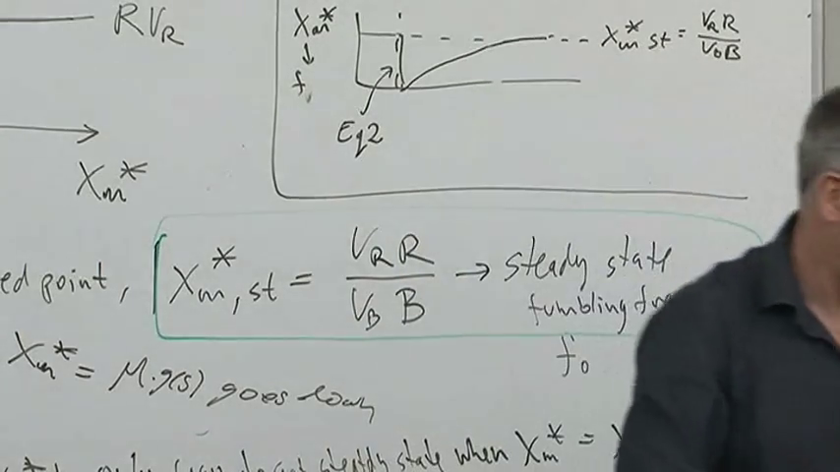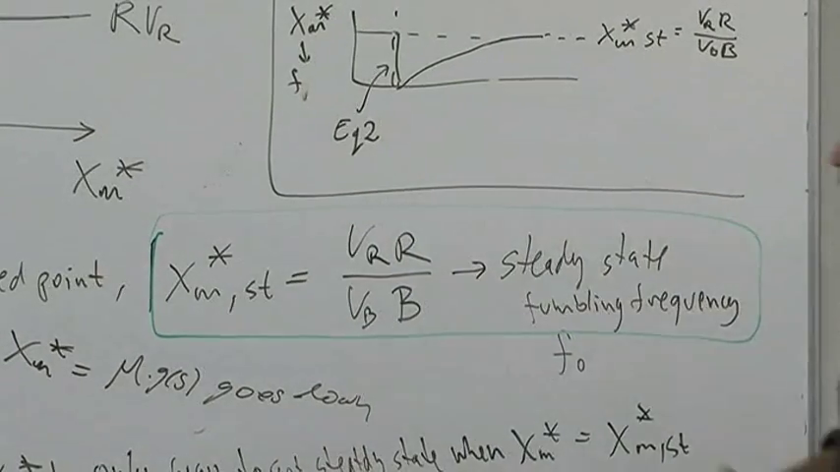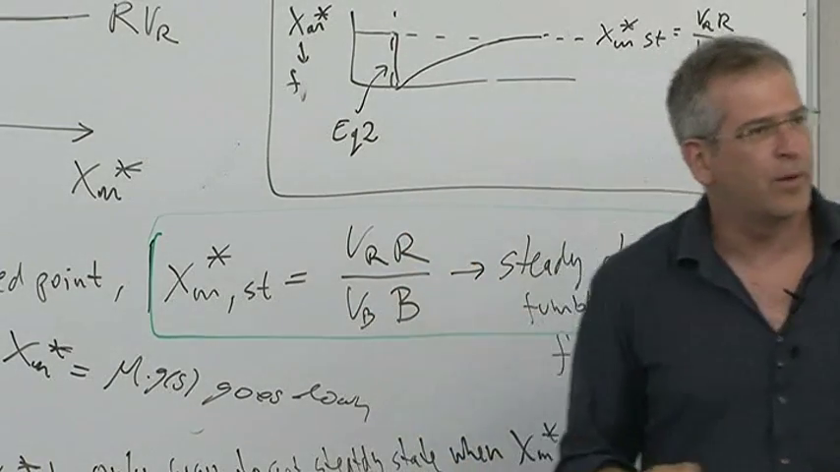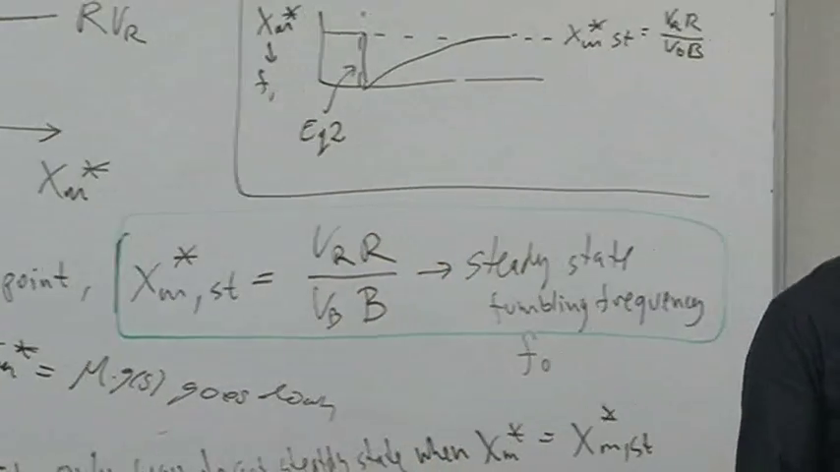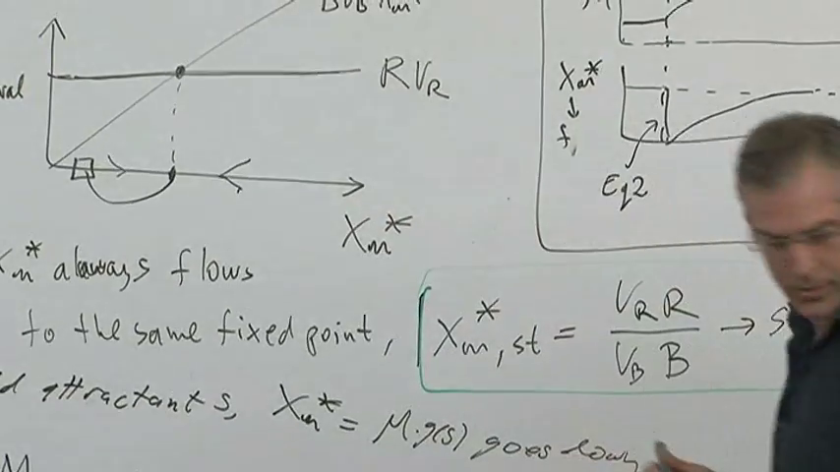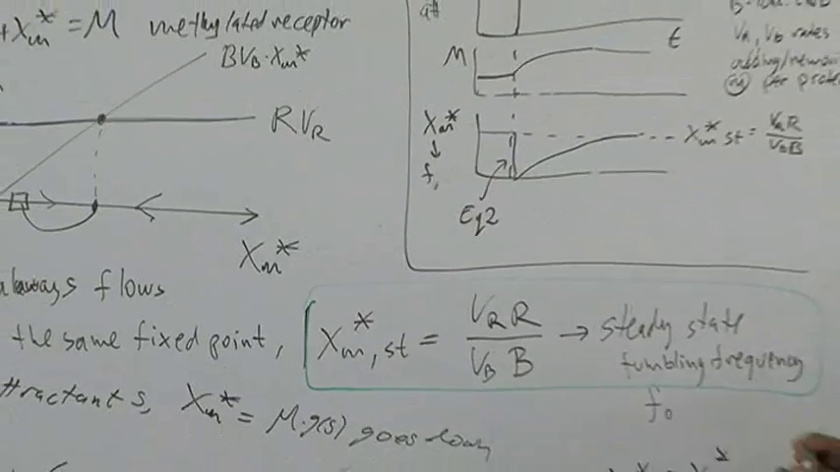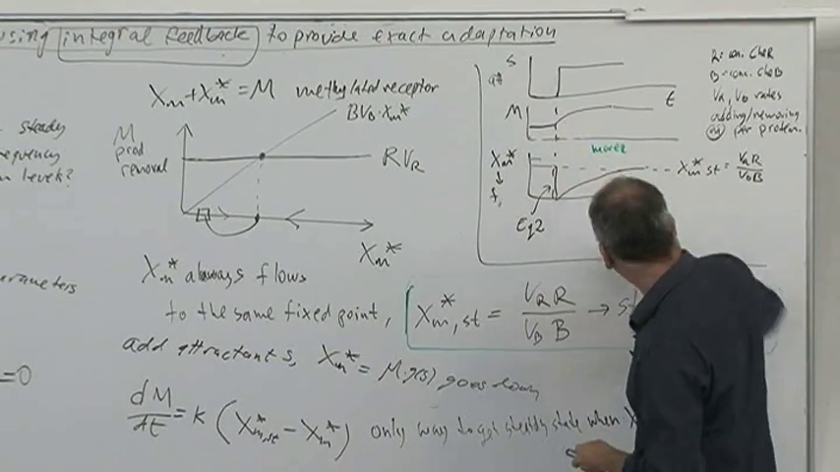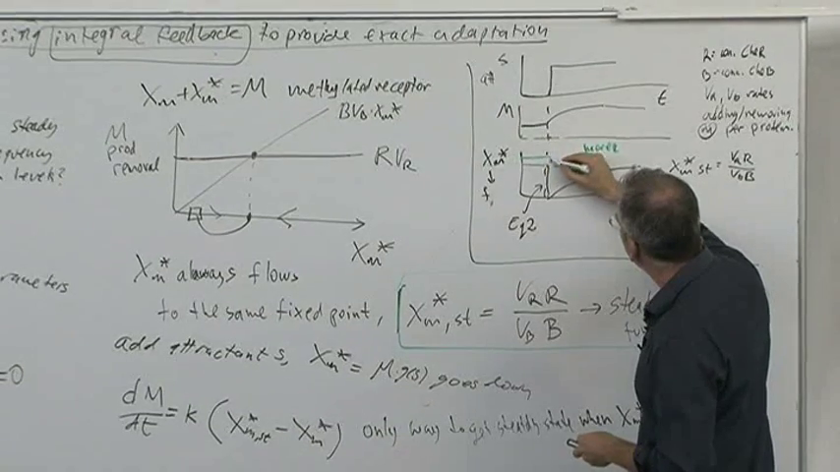Correct. I agree. So in this circuit, the steady state tumbling frequency is not robust. So if you have more R, a cell with more R has a higher steady state tumbling frequency. It has a response.